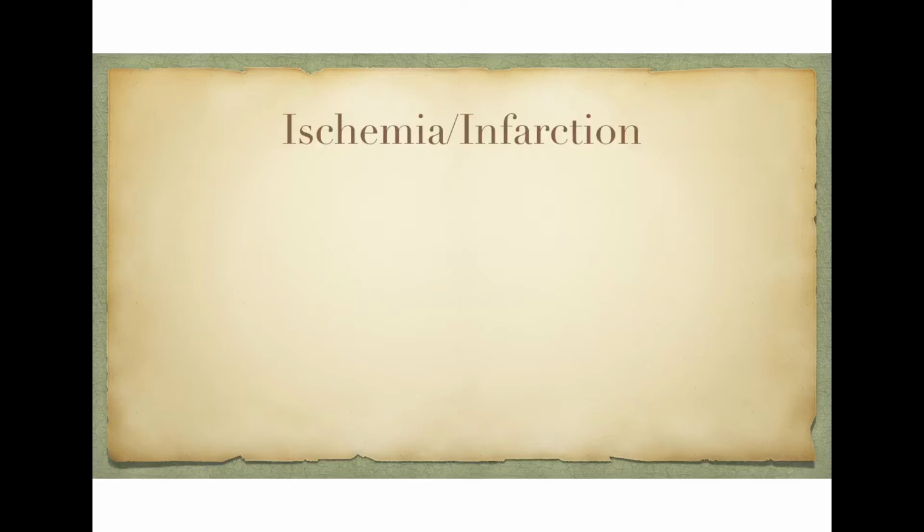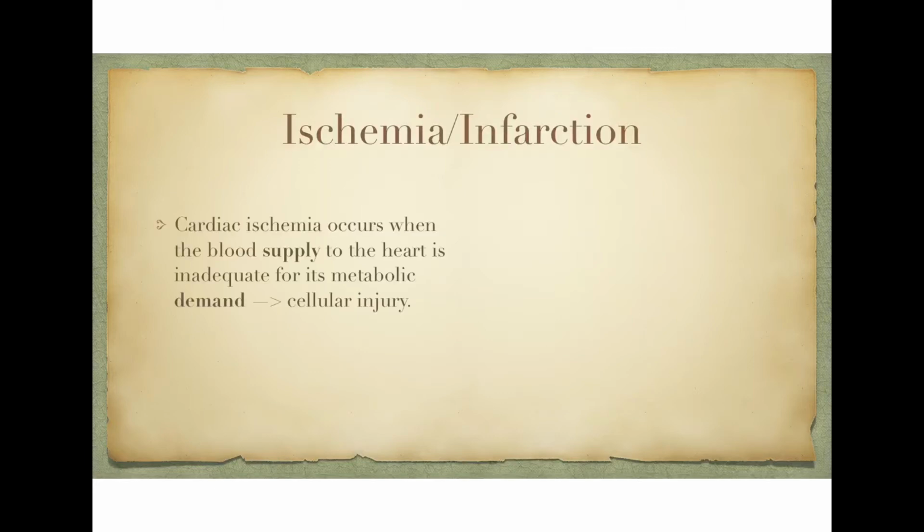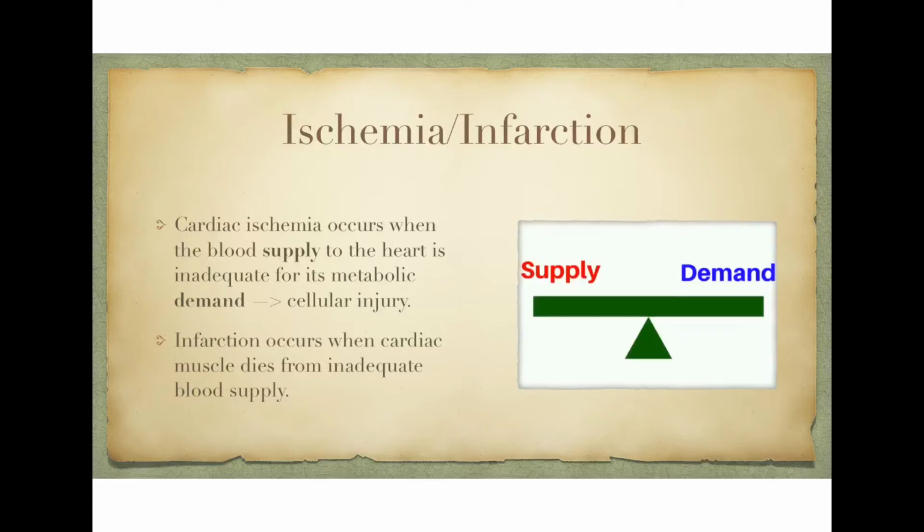Starting off with understanding the concepts of ischemia and infarction, cardiac ischemia is essentially when the blood supply to the heart is inadequate to meet the demands of the heart, and that leads to cellular injury. On the other hand, an infarction occurs when cardiac muscle actually dies as a result of having inadequate blood supply. So it's essentially a supply and demand mismatch issue.